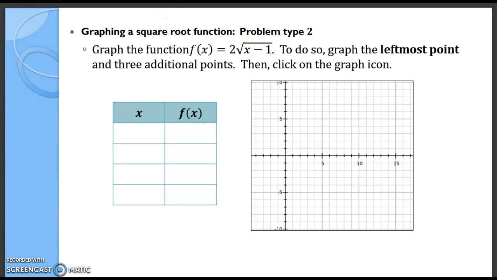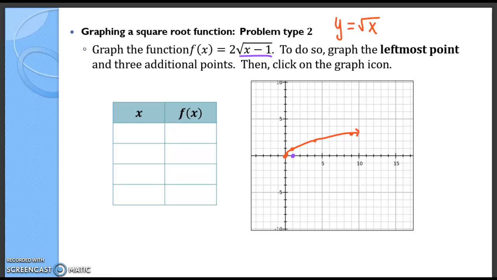Well, that leftmost point on a regular square root graph happens to be at 0, 0. Remember, always go back to the shape of the parent graph. We need to make sure our function matches the shape of the parent graph. So, how was this graph shifted? Well, the minus 1 inside of the square root shifts us to the right 1.